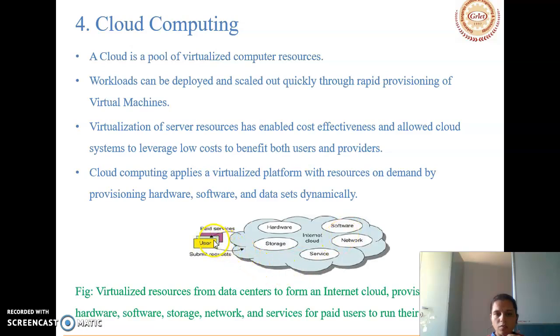What the user needs, first he needs to submit a request, then whatever services he needs will be sent to the user. Sometimes it will be free, sometimes it will be a paid service. The diagram shows virtualized resources from data centers to farm and internet cloud, provisioned with hardware, software, storage, and network services for paid users to run their applications.